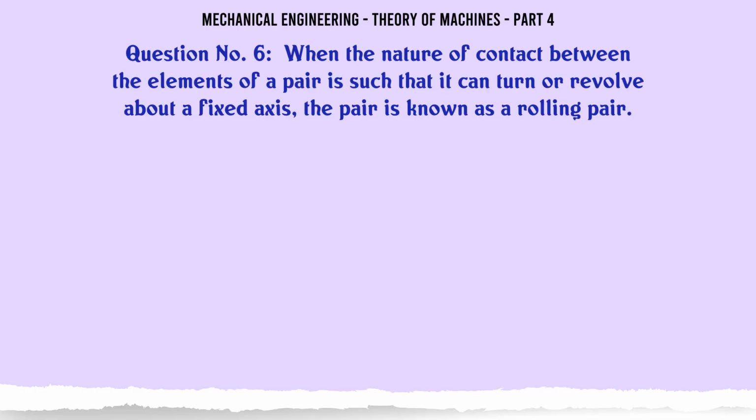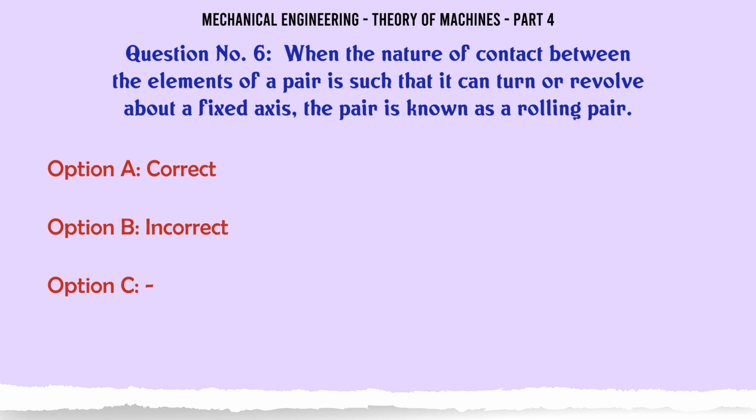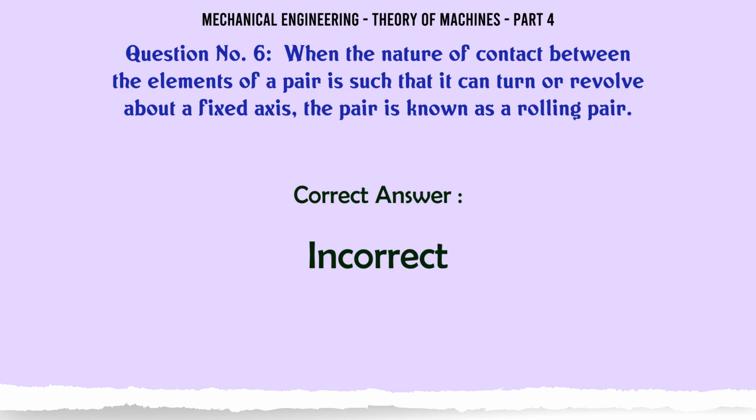When the nature of contact between the elements of a pair is such that it can turn or revolve about a fixed axis, the pair is known as a rolling pair. A. Correct, B. Incorrect, C. D. The correct answer is incorrect.